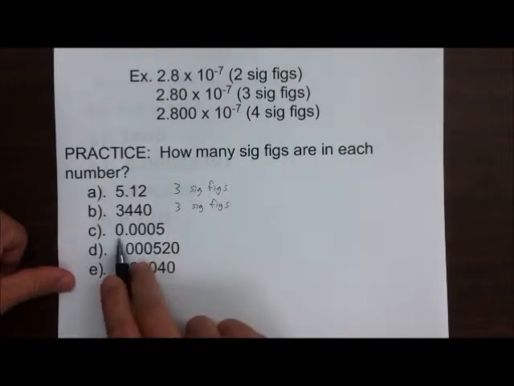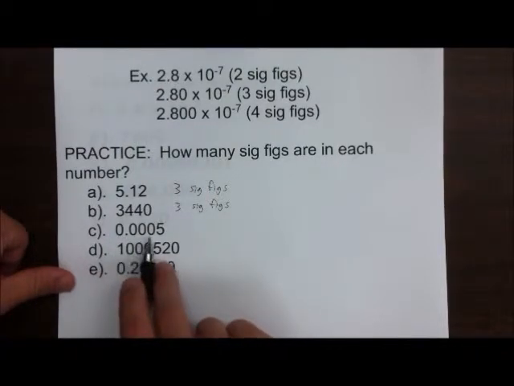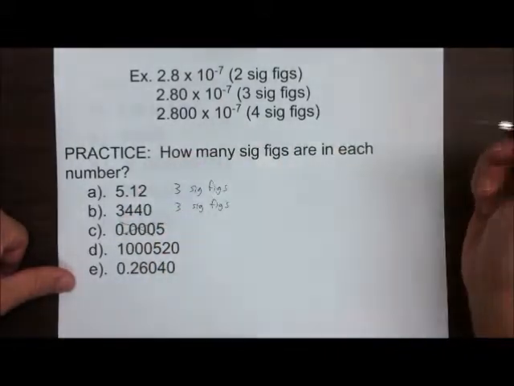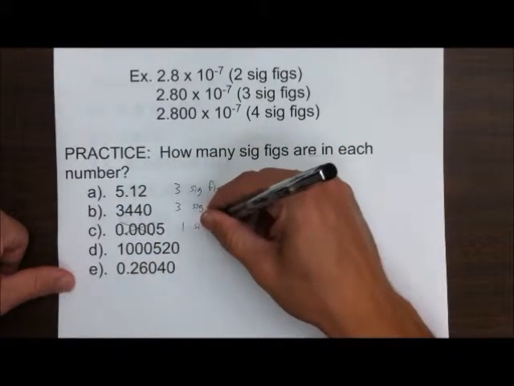These zeros are leading. They're at the front of the number. There's no non-zero number up here to make them captive or trailing. So none of those is significant, and we only have 1 sig fig.